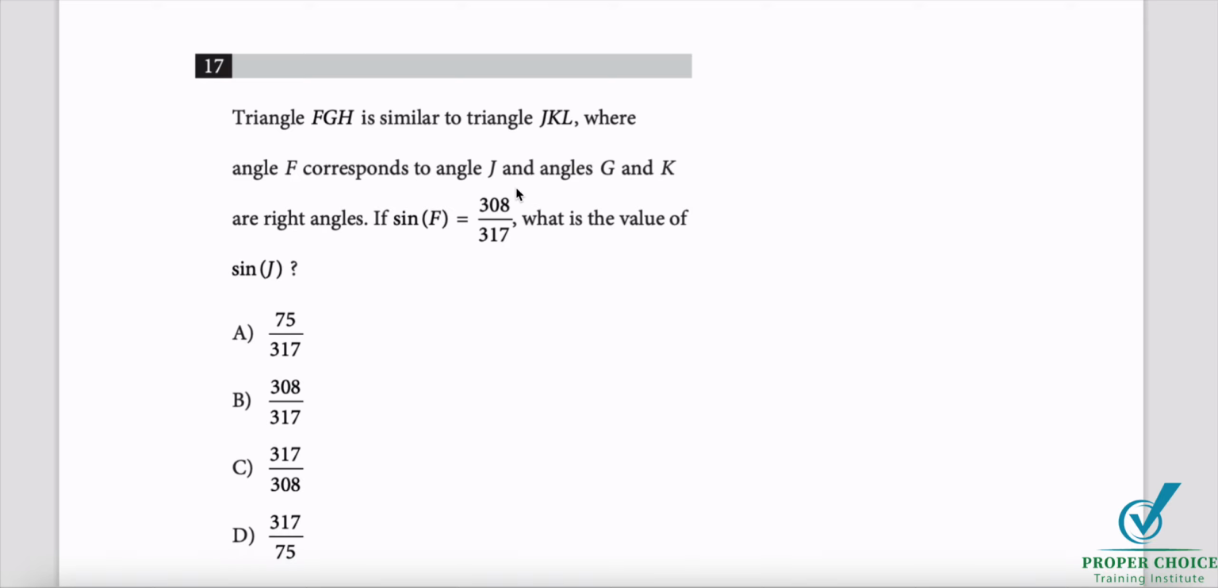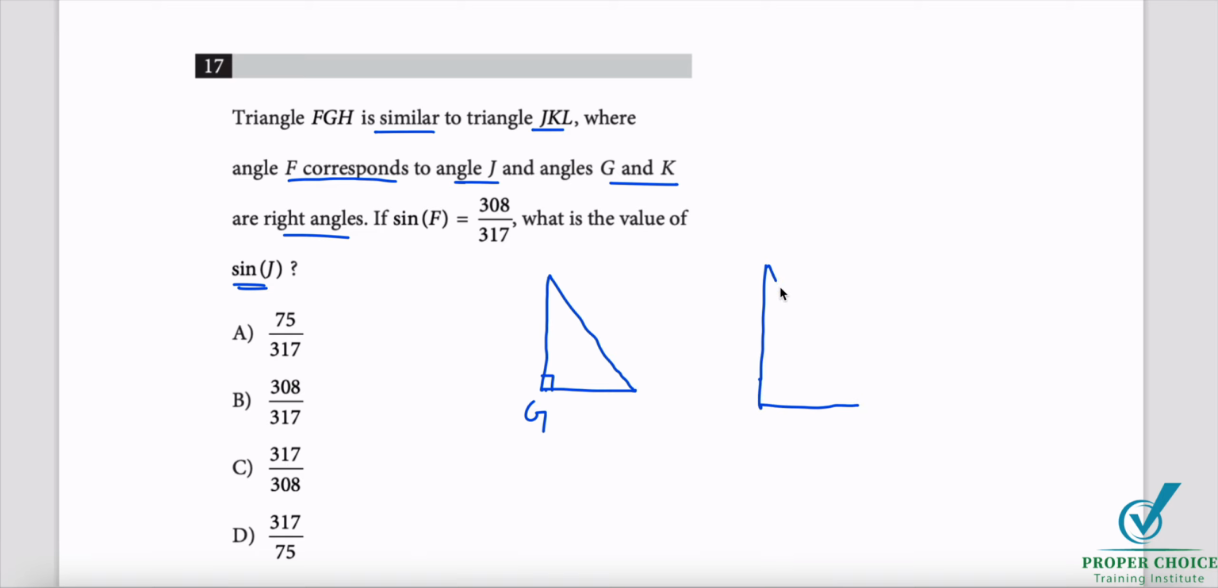What does it say? It says that triangle FGH is similar to triangle JKL, where angle F corresponds to angle J, and angles G and K are right angles. Now, if sine of F is 308 by 317, what is the value of sine J? Again, let me make a rough sketch for the given information. According to them, angles G and K are right angles. If I say this is angle G of one triangle, then this is angle K of another triangle.